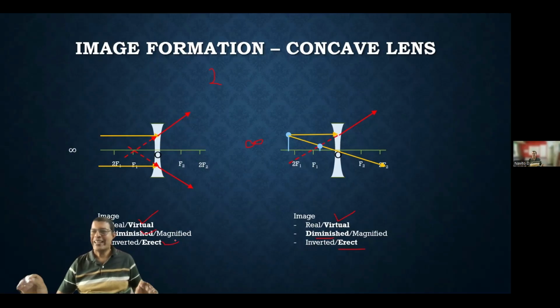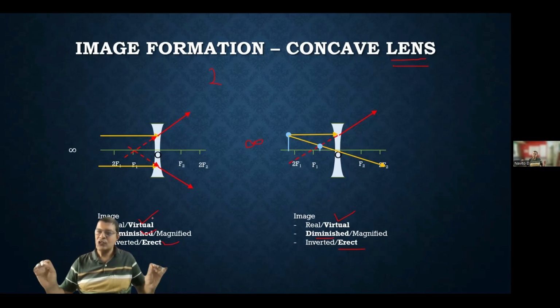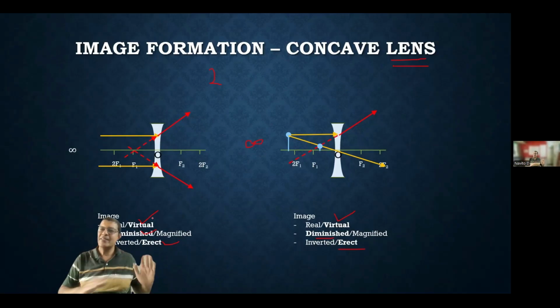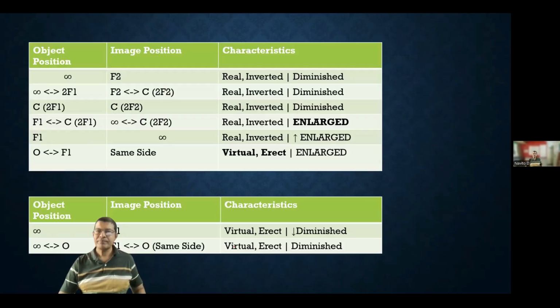Remember, for concave, I said mirrors earlier. It is actually lens. For concave lens, always virtual, diminished, and erect. Virtual, diminished, and erect. The image is formed on the same side of the object.